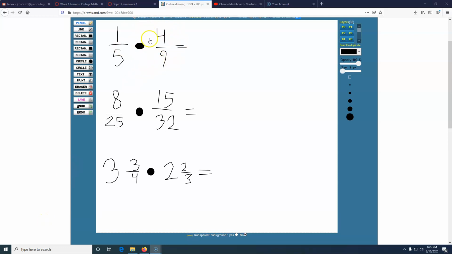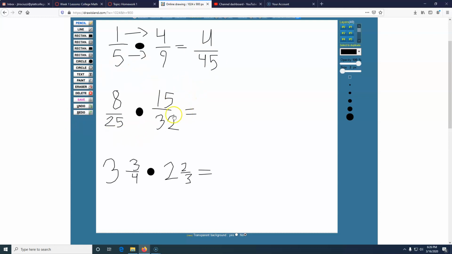Okay, so the first one, what we're going to do is we're going to check to see if we can simplify first. Now, there isn't anything in common with the top or the bottom of either fraction. So because that's the case, what we can do here is simply go across the top and bottom like we normally would. So pretty easy there. So that gives us 4 over 45. So moving on to the next one.